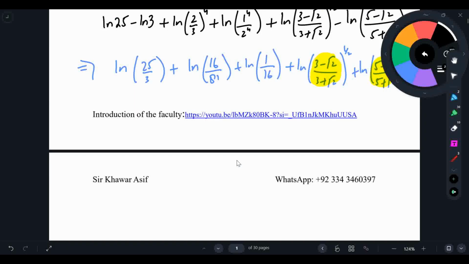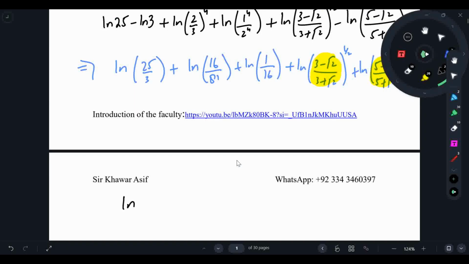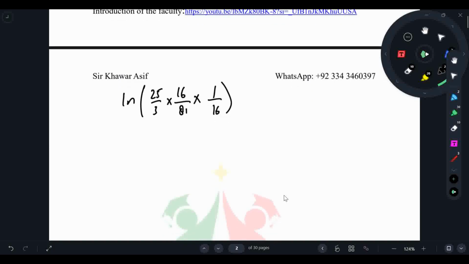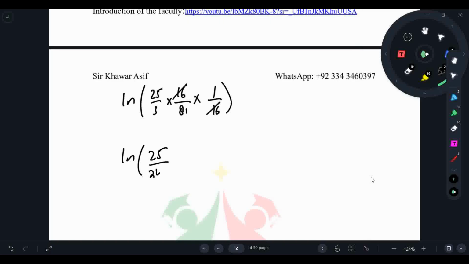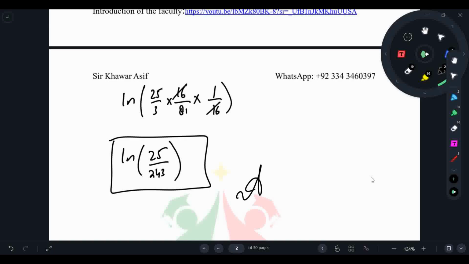So that is why we can further write this one as natural log of 25 by 3 multiplied by 16 by 81 multiplied by 1 by 16. So we can cancel out these two, and this will be equal to natural log of 25 by 81 into 3. 81 into 3 will be equal to 243. So this will be the final answer for this question.